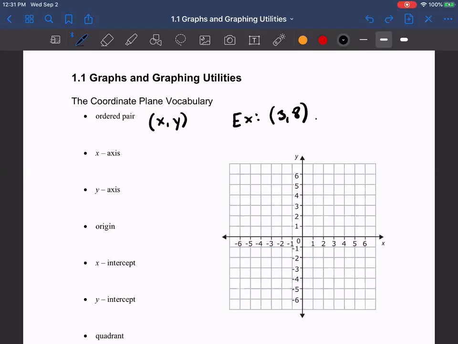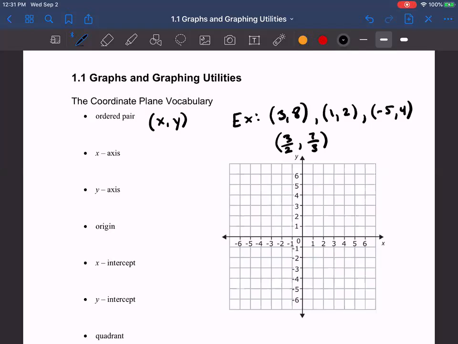Another example might be 1, 2. Another example might be -5, 4, and they don't even have to be whole numbers. It could be something like 3 halves and 7 thirds. You can have ordered pairs that are like that.